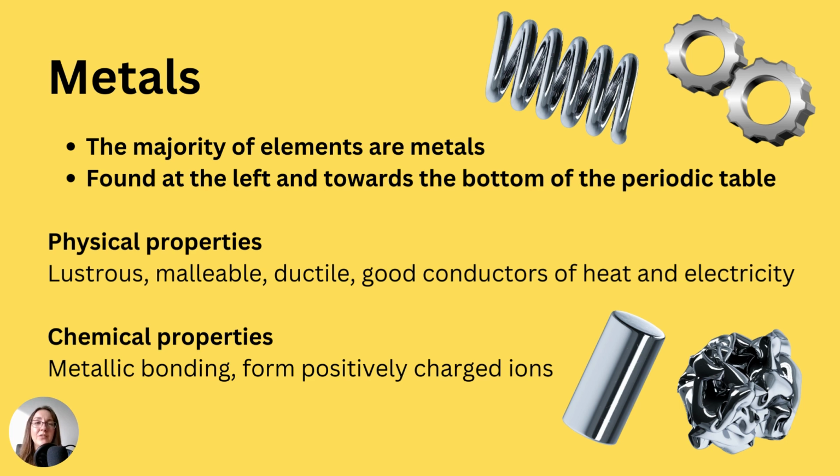The majority of elements we know about in the periodic table are actually metals, and they're found towards the left hand side of the periodic table. And they're organized in this way because of their physical and chemical properties.